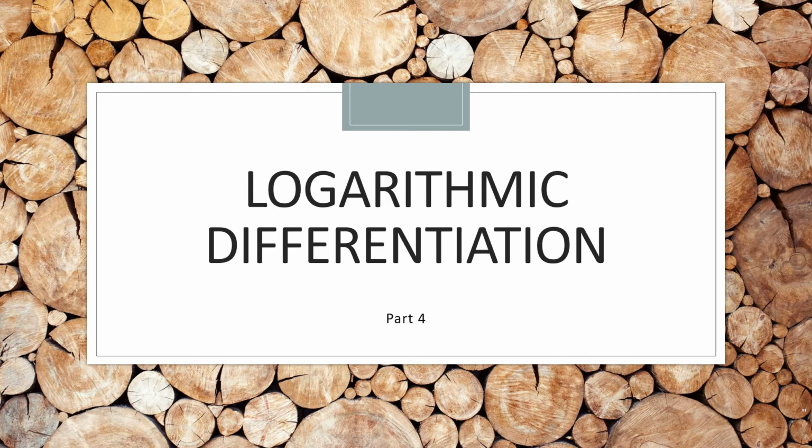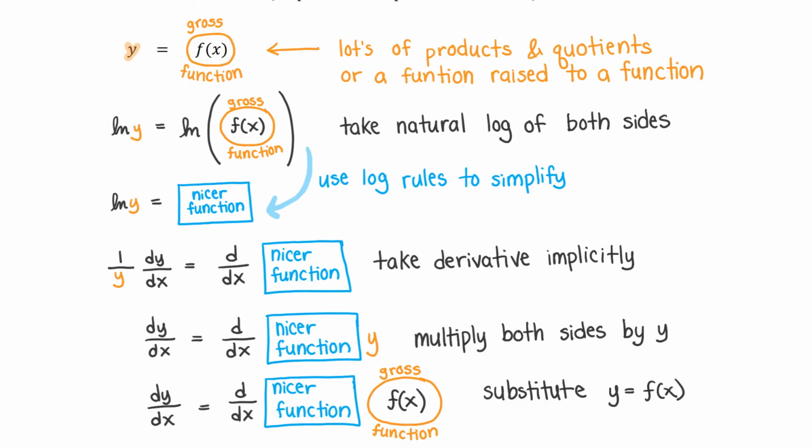Logarithmic differentiation, part 4. A quick reminder of what to do if we have y is equal to a function that has lots of products and quotients, or is a function raised to the power of another function. We want to be able to use log rules, so we'll take the natural log of both sides. Then we'll use log rules to simplify, and then we can take the derivative implicitly, being really careful that we remember that we don't have y equals. It's natural log of y equals.